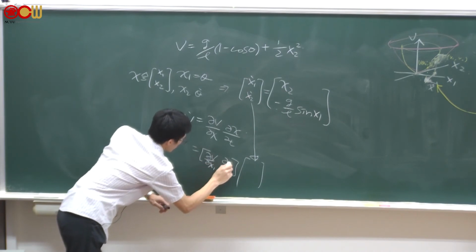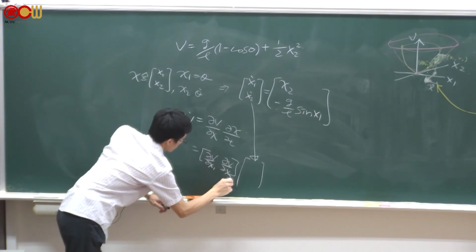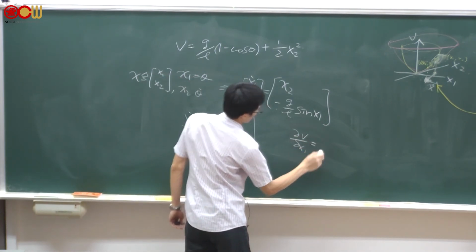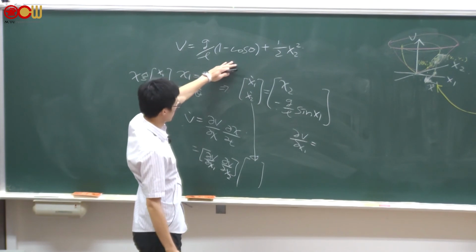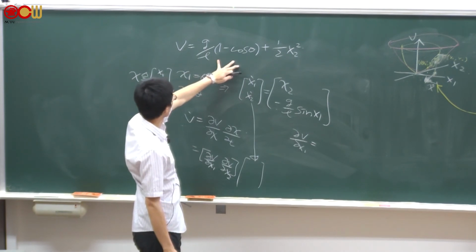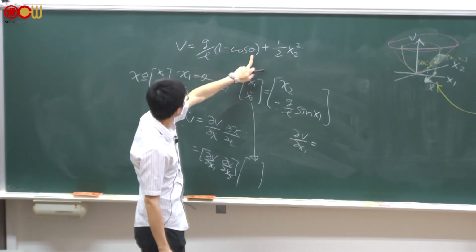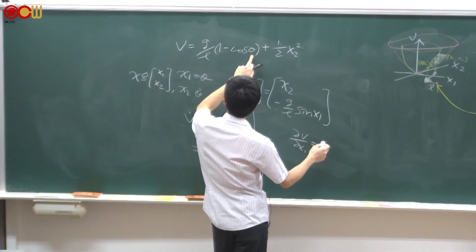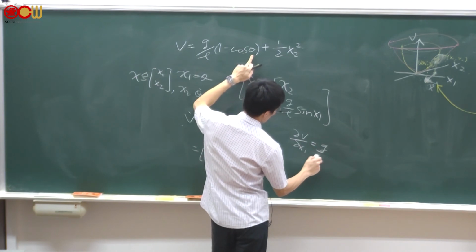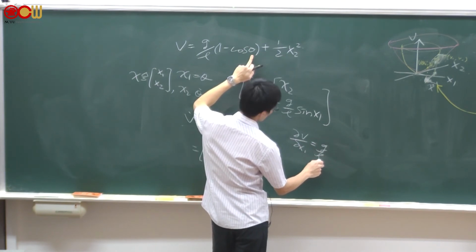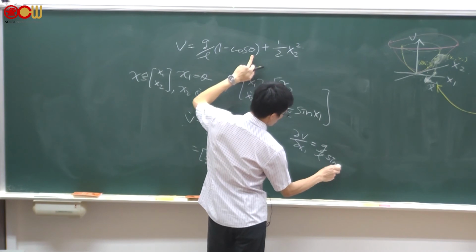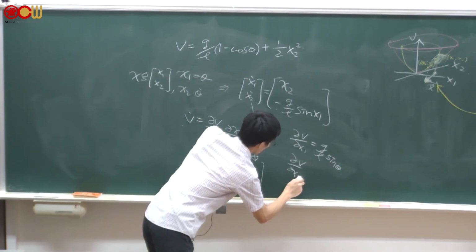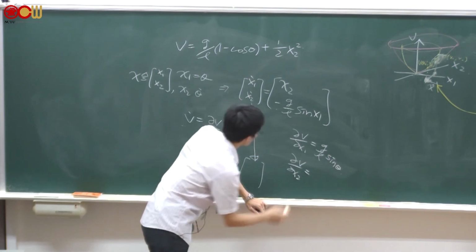So it's v, x1, x2, right? What's this? The derivative with respect to x1. This is x1. So there will be g over L sin theta. Correct me if I'm wrong. And this is x2.